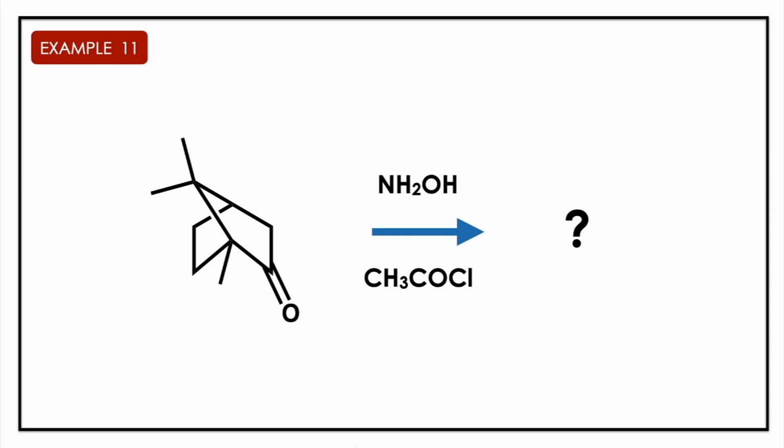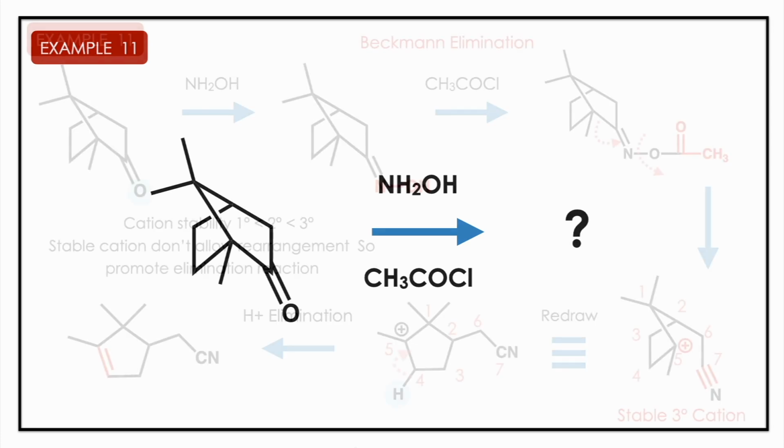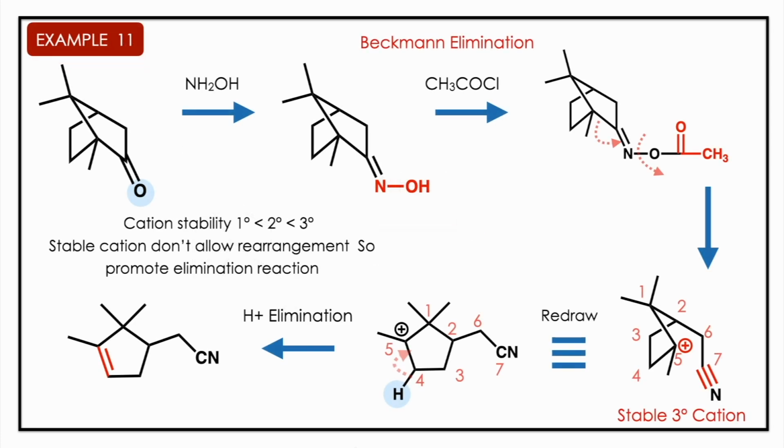Then the next example, here you have a ketone in a bridged bicyclic compound. The bridge contains 2 methyl groups and the bridged carbon contains 1 methyl group. You are using hydroxylamine and acid chloride. You should find what will be the final product. This example is a classic example for Beckmann elimination because it can form a stable cation.